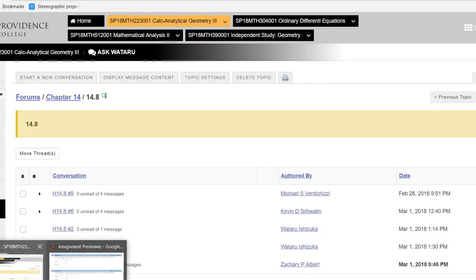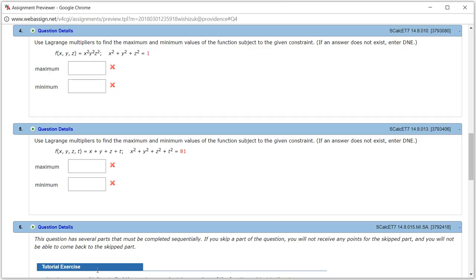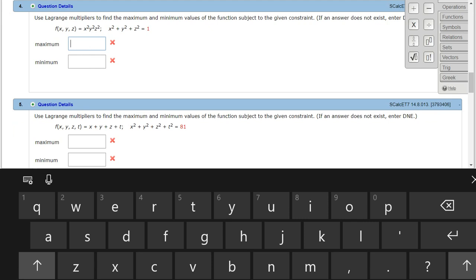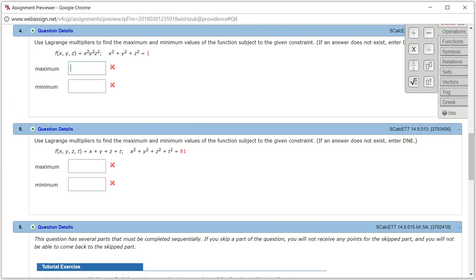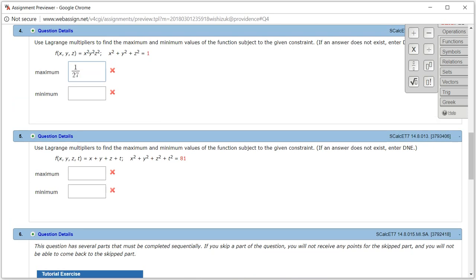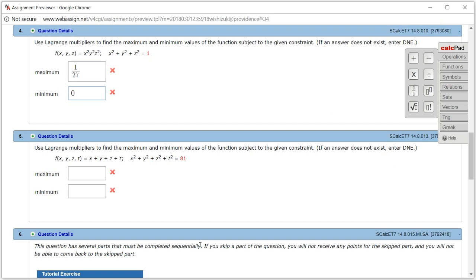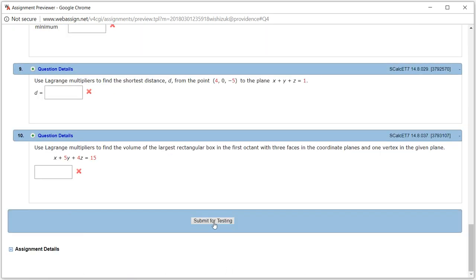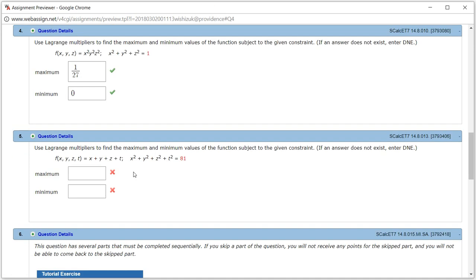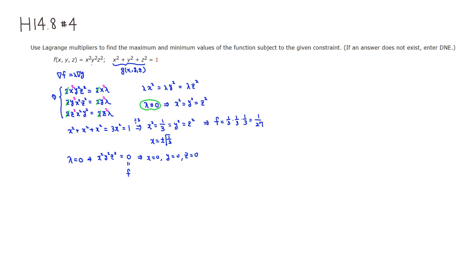All right, let's type it in. We got 1/27 for the maximum, and the minimum value is 0. Let's check the answer. Submit for testing. I came back and it looks like we got this one correctly. That's it. I hope that this was clear.